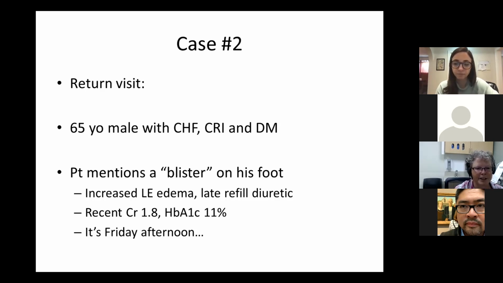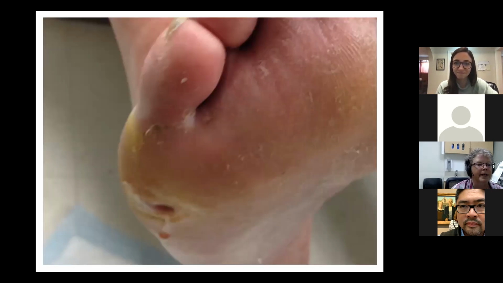He's late on refilling his diuretic. A recent bump in his creatinine. Hemoglobin A1C has room for improvement. It's Friday afternoon clinic, which I think, by the way, should be abolished. My blood runs cold when a diabetic patient comes to me with a blister on a Friday afternoon. So this is the blister.